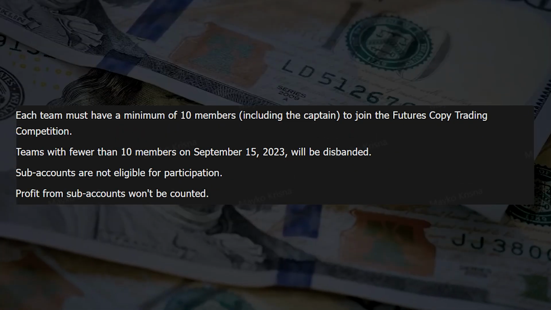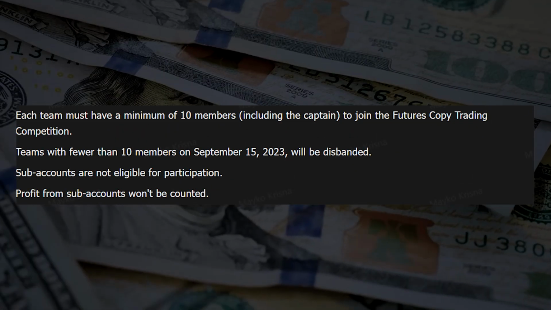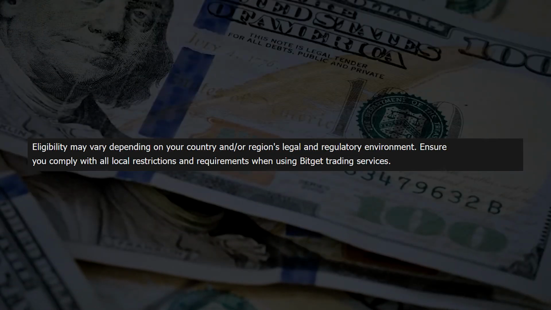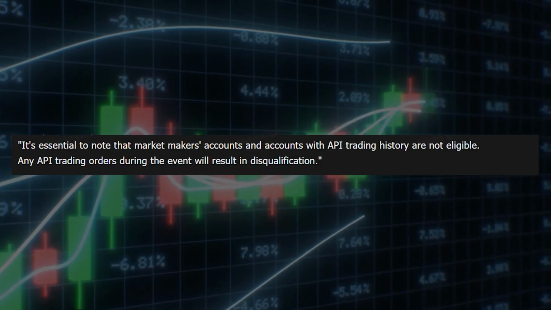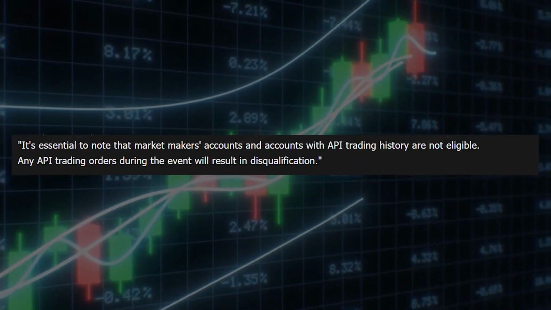Sub-accounts are not eligible for participation. Profit from sub-accounts won't be counted. It's essential to note that market maker accounts and accounts with API trading history are not eligible. Any API trading orders during the event will result in disqualification.